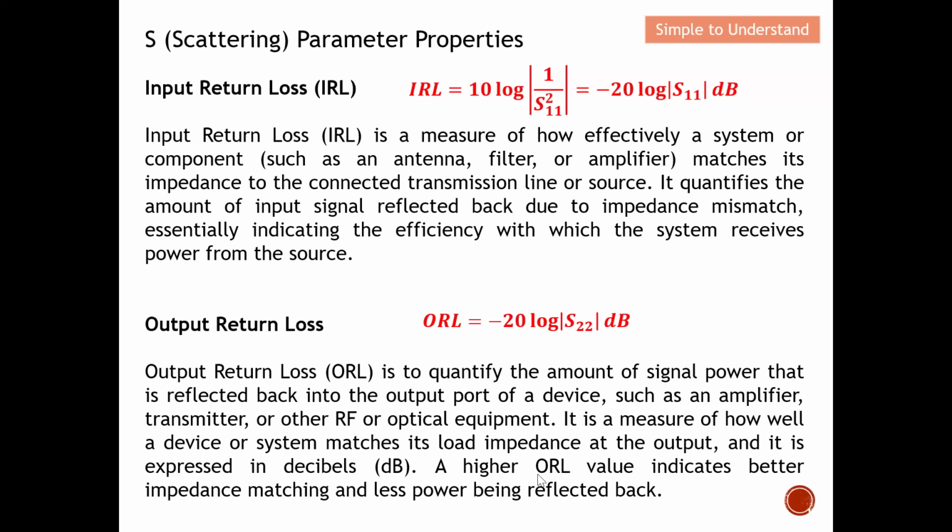Okay, a higher output return loss value indicates better impedance matching and less power being reflected. So basically, we want this number to be as big as possible, because it indicates better impedance matching, which means that less power will be reflected back.